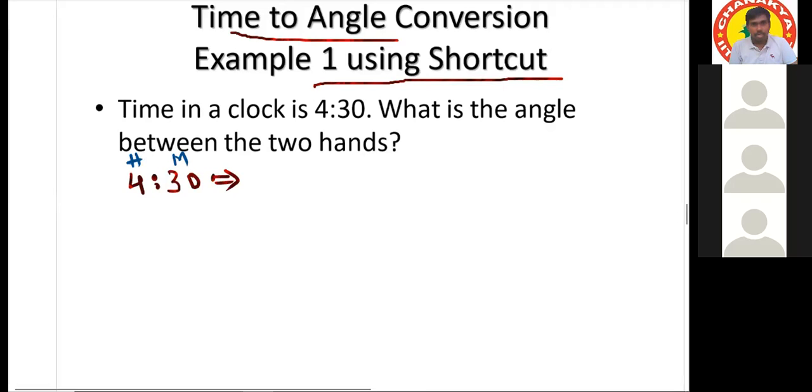At 4:30, our hand is on which number? Let us consider 4 only. Okay, it will be between 4 and 5, but we'll consider 4 only. Minute hand is on which number? Sir, 6. So minute hand is on number 6. 4 minus 6 is how much? Minus 2. Yes, exactly. It is minus 2.